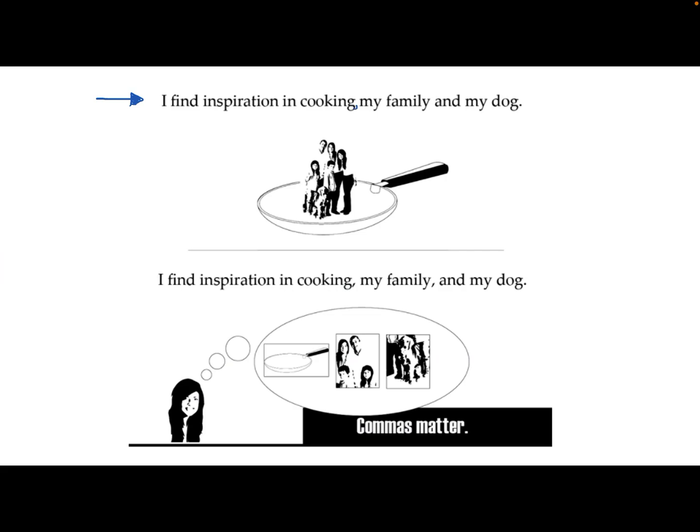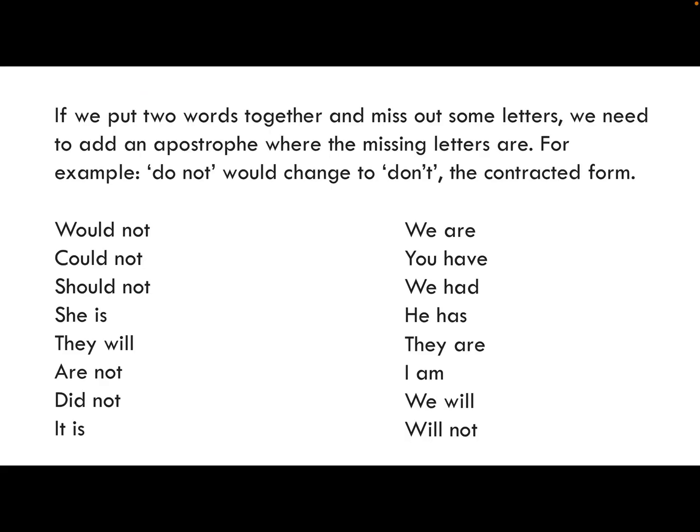I find inspiration in cooking. And I'm going to have an example, my family and my dog. We're going to have our list here. Can you see the difference? That's why commas matter. I find inspiration in cooking my family and my dog. So here's a list of 3 things that bring inspiration. The first one is saying that they enjoy cooking and eating their family.